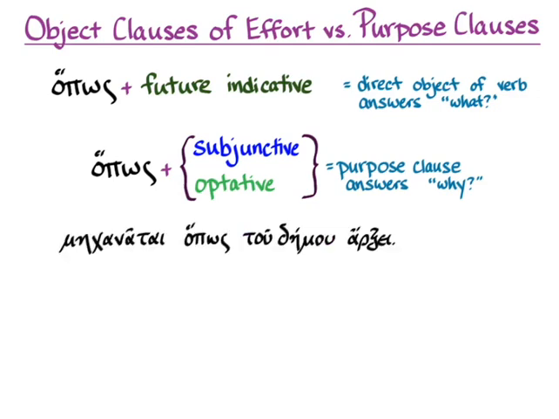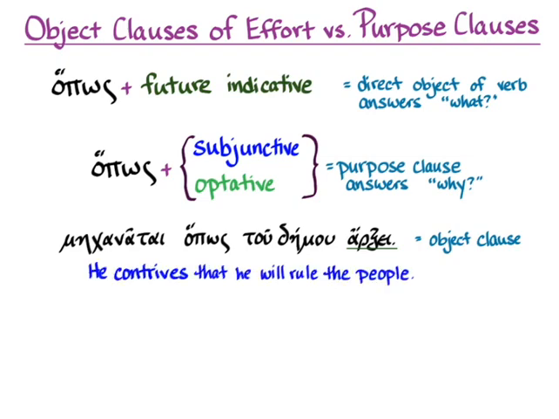So, mēchanatai hopos tou dēmou arxei. Arxei is the future indicative. So we can see, even if we didn't suddenly realize, oh, we have a verb of striving, that what we have here with the future indicative is an object clause of effort. And so he contrives that he will rule the people. What does he contrive? He contrives that he will rule the people.